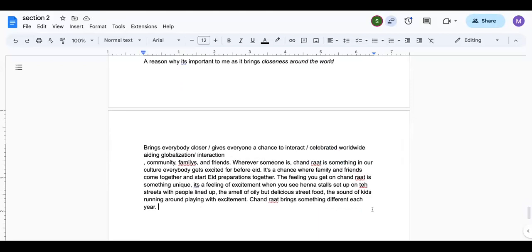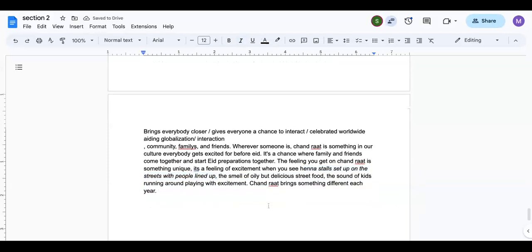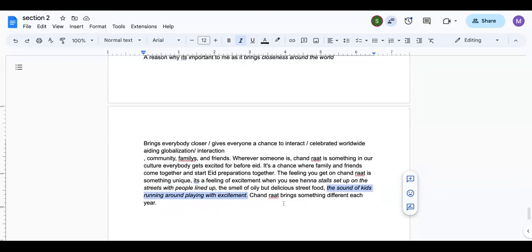It's a feeling of excitement when you see henna stalls set up on the, again, repetition. This is all repetition. Henna stalls, this is the third time we know of henna stalls. The smell of oily but delicious street food, the sound of kids running around, we already know this as well. Excitement is overused. Excitement is used five times. Chand Raat brings something different each year.